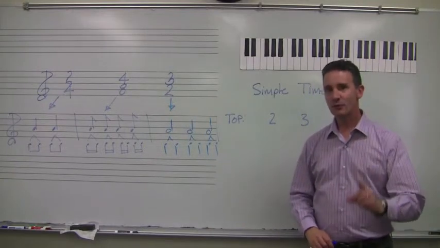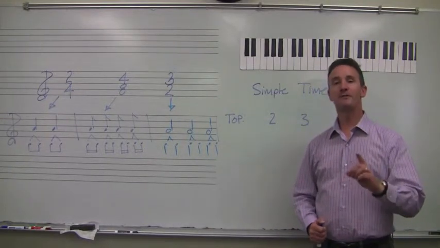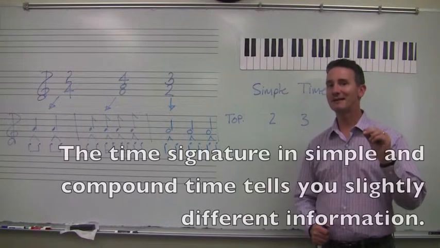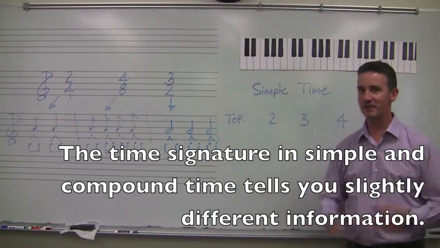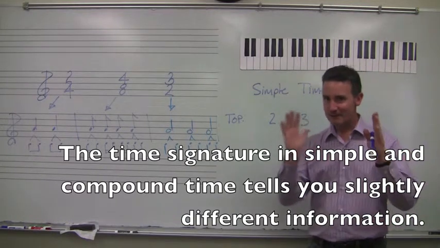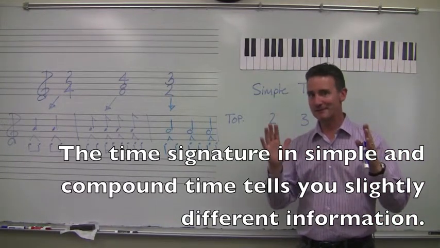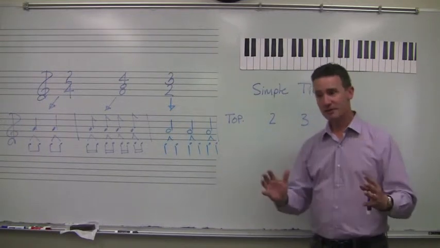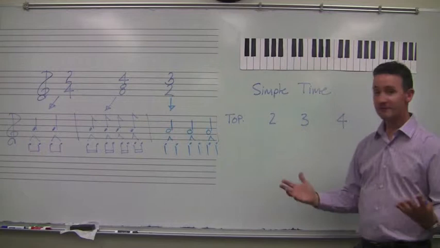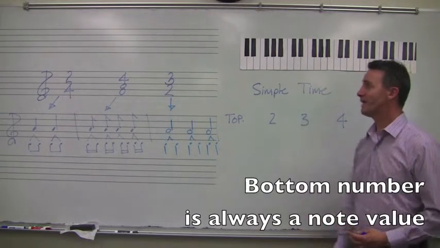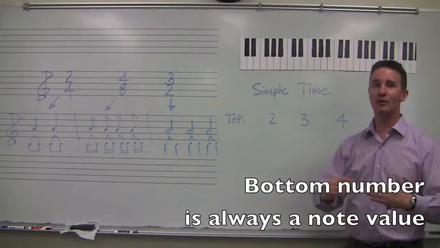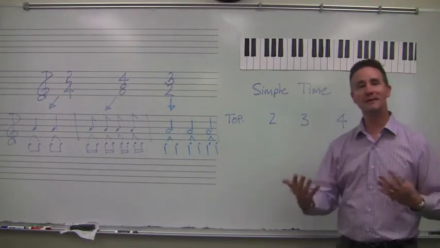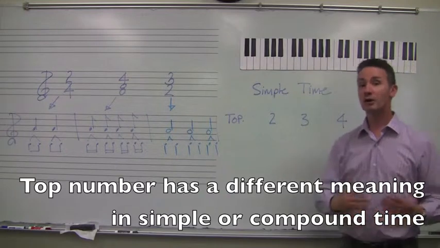Now that is different when we get to compound time. The top number tells you a certain amount of information, but it doesn't quite tell you exactly the same amount of information. So that's where you've got to keep the 2 things separate in your mind. So for today, the concept I want you to have is that the bottom number of the time signature is always telling you a note value. The top number of the time signature tells you something different depending on if it's simple or compound time.